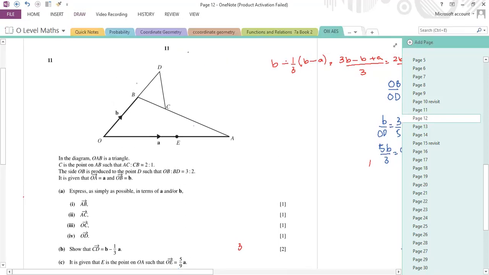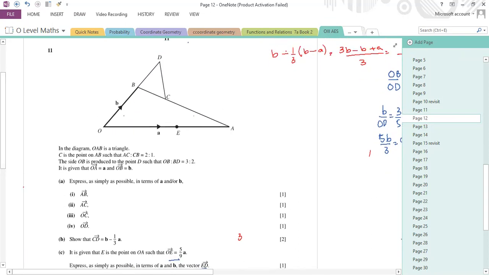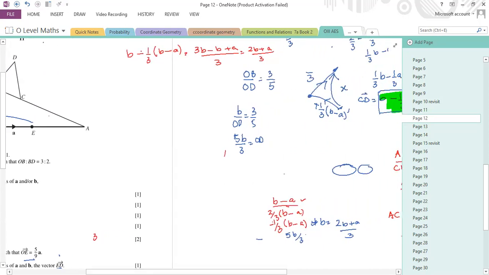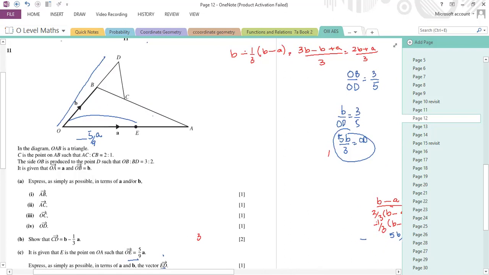Let's quickly check it. We have already seen that O to E is 5 over 9 of A. So when we go from E to O, it is going to become negative. And this we already know, OD. OD we did calculate. Let's check where we calculated OD. OD was 5 third B. So OD was 5 third B.